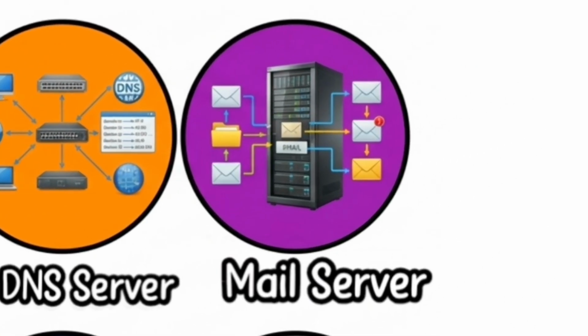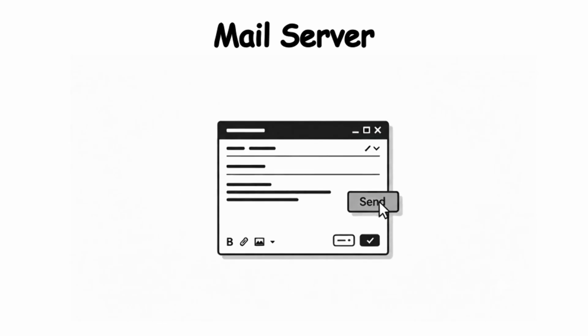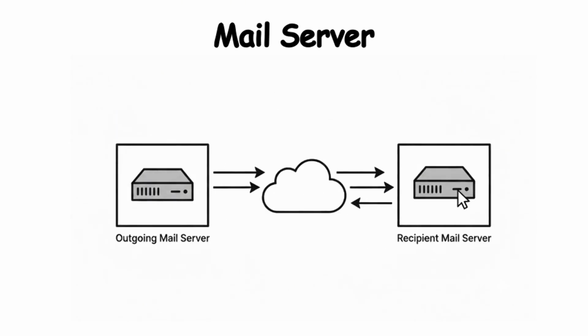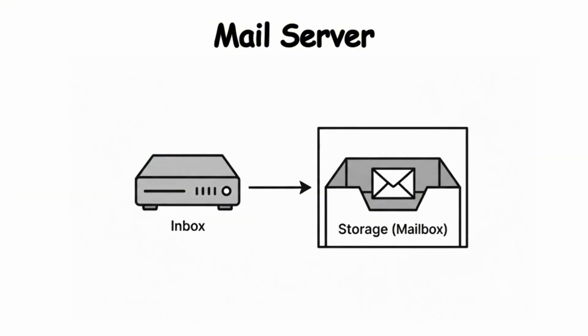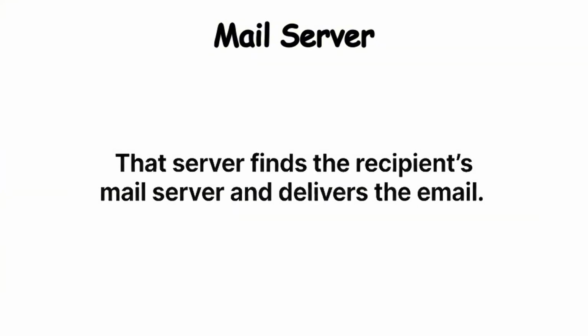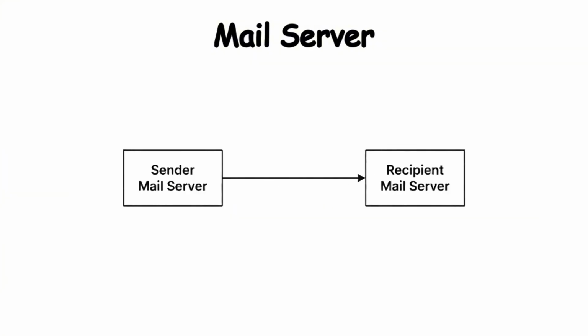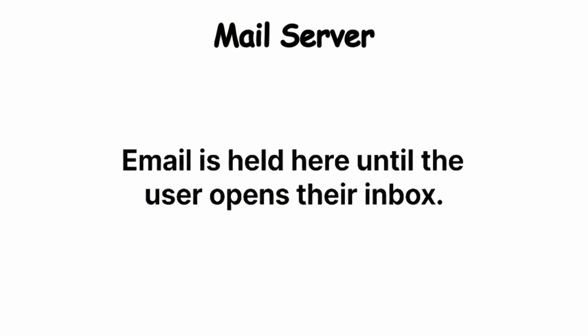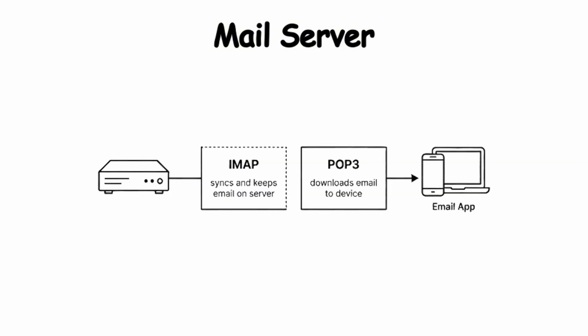Mail server. A mail server handles the sending, routing, storing, and receiving of emails. When you hit send, your email goes to an outgoing mail server using SMTP. That server finds the recipient's mail server and delivers it there. The recipient's mail server holds it until they open their inbox, where their app fetches it using IMAP or POP3.